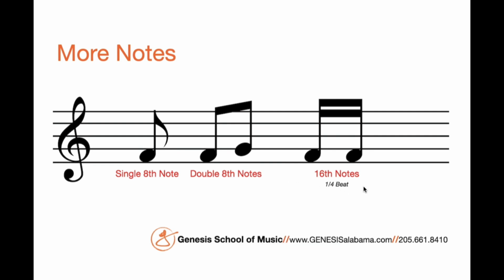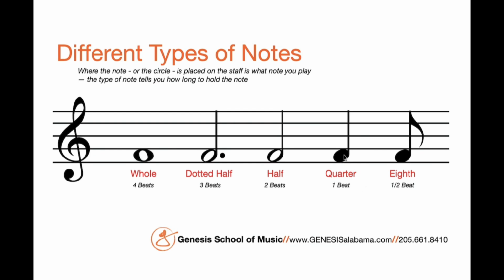So if I was counting this, this would be 1. Let's count this right here. 1, 2, 3, 4. Here's a dotted half. 1, 2, 3. Half note. 1, 2. Quarter note. 1. Eighth note. It's just a half. Let's count it like this. Let's count 4 quarter notes. 1, 2, 3, 4. So this would be 4 quarter notes.